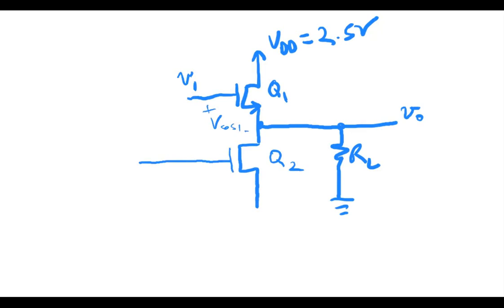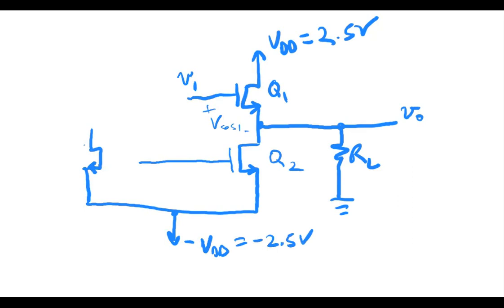So we're going to have here, and that's going to be going to the source here, and that's going to be minus VDD. So that's going to be minus 2.5 volts. So the rails are plus or minus 2.5 volts for this amplifier. And this is going to bias Q2 here.